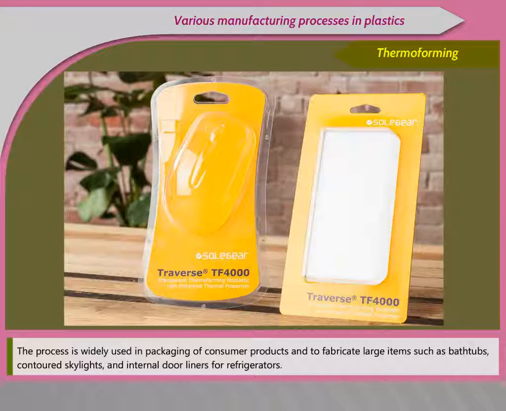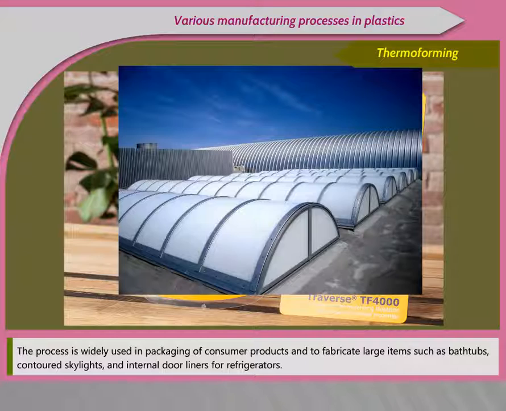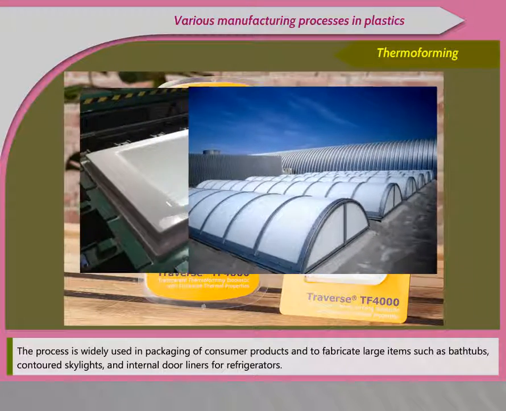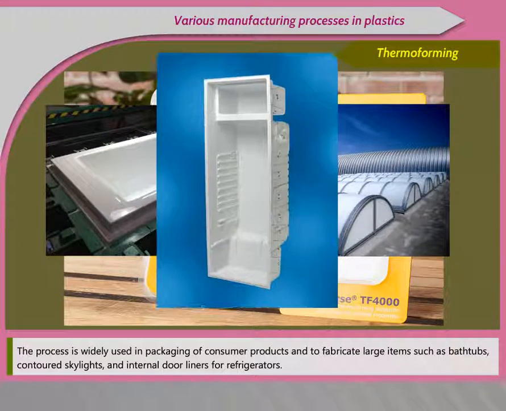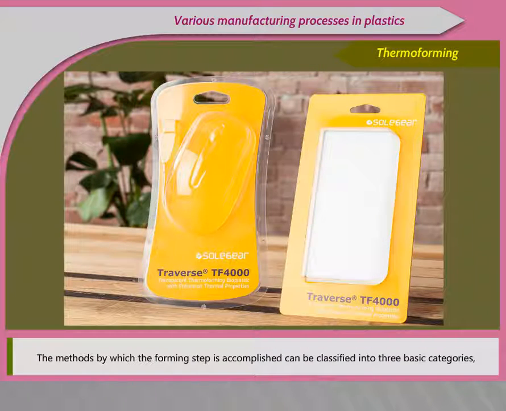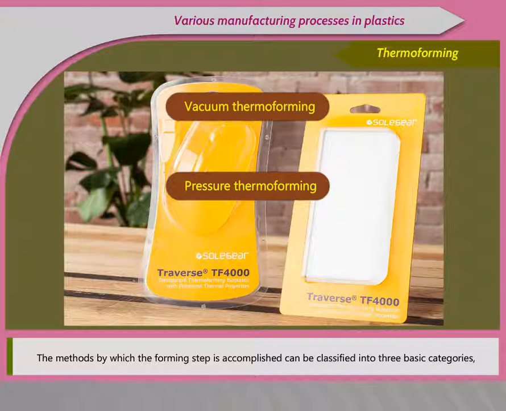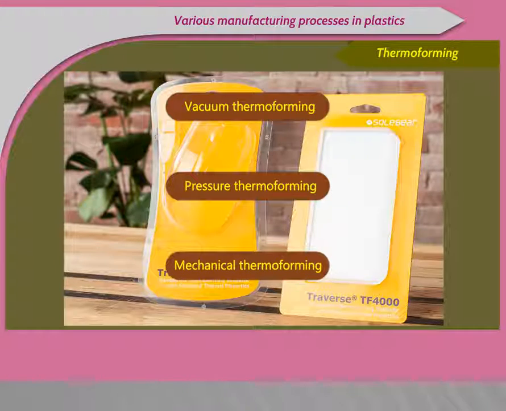The process is widely used in packaging of consumer products and to fabricate large items such as bathtubs, contoured skylights, and internal door liners for refrigerators. The methods by which the forming step is accomplished can be classified into three basic categories: vacuum thermoforming, pressure thermoforming, mechanical thermoforming.